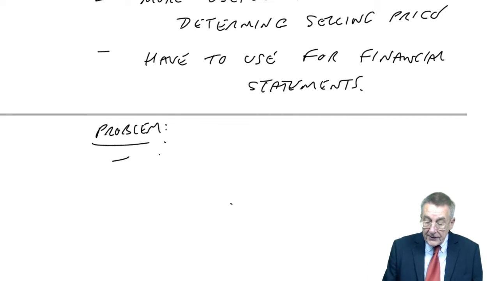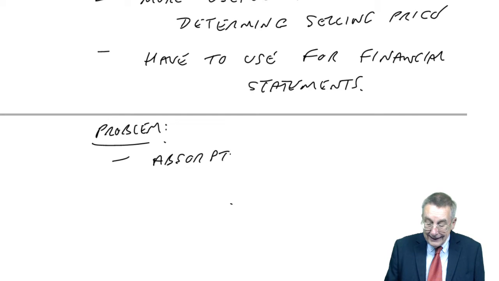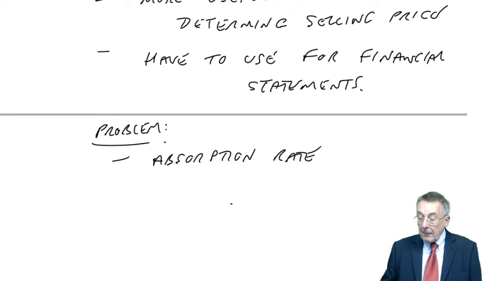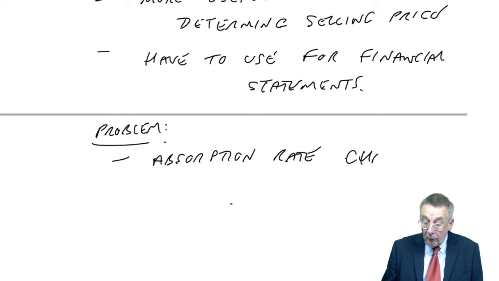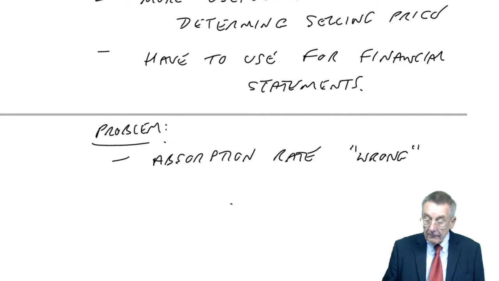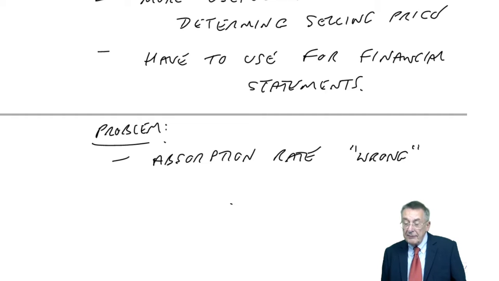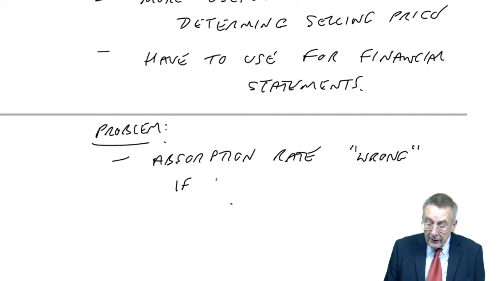So the problem is the absorption rate changes or is wrong. The $2, I'm trying to keep this brief, if the level of production changes.